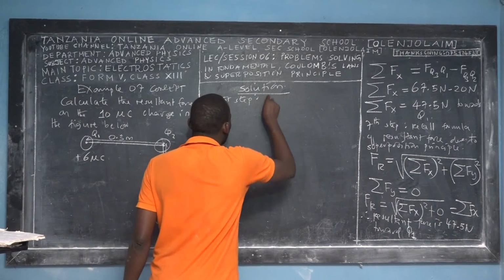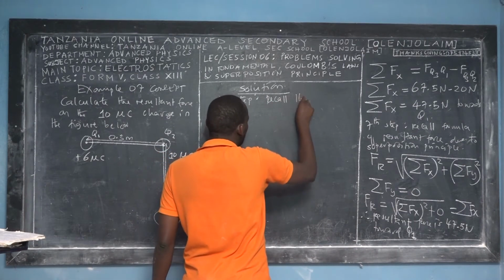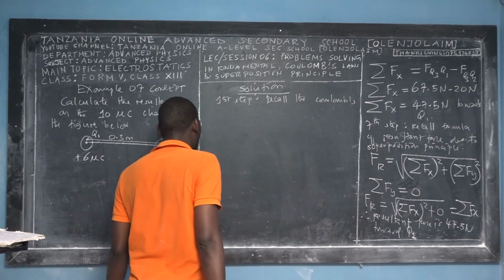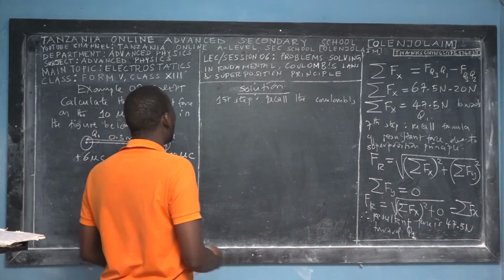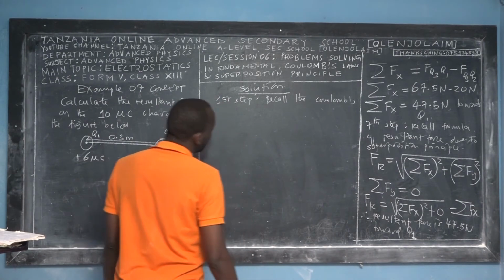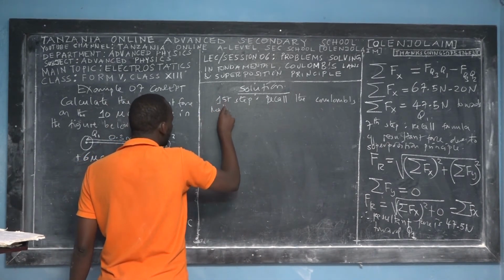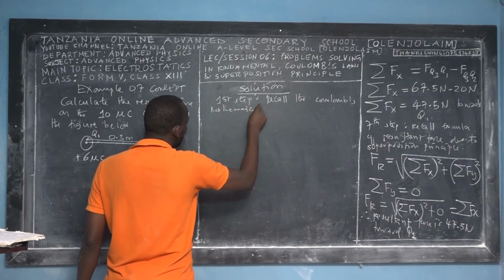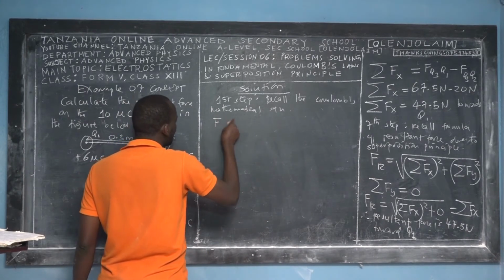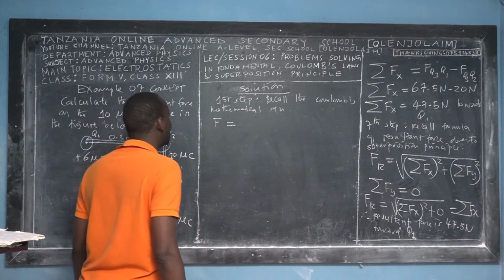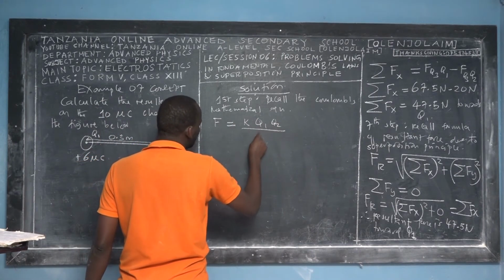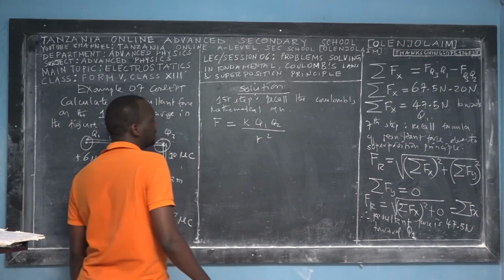So the first step, recall Coulomb's law. I used to take these questions from reference books for advanced physics in Form 5. Recall the mathematical equation of Coulomb's law: the force of attraction or repulsion is equal to the proportionality constant K times Q1 times Q2 over R squared.